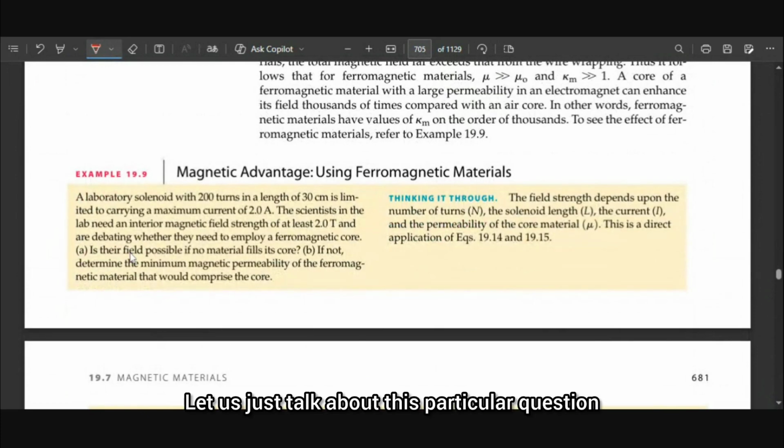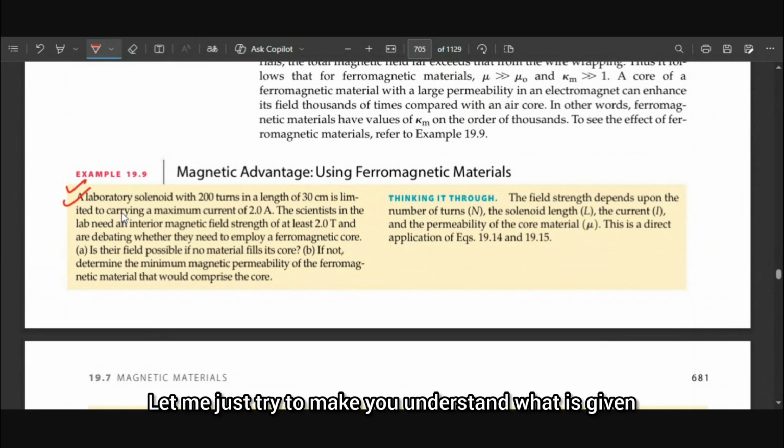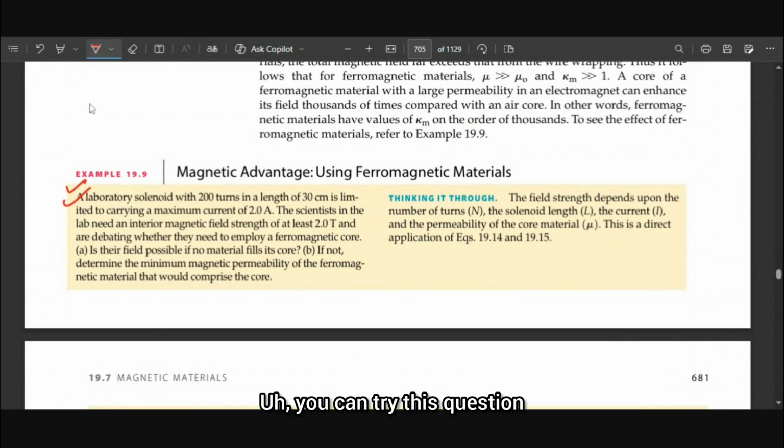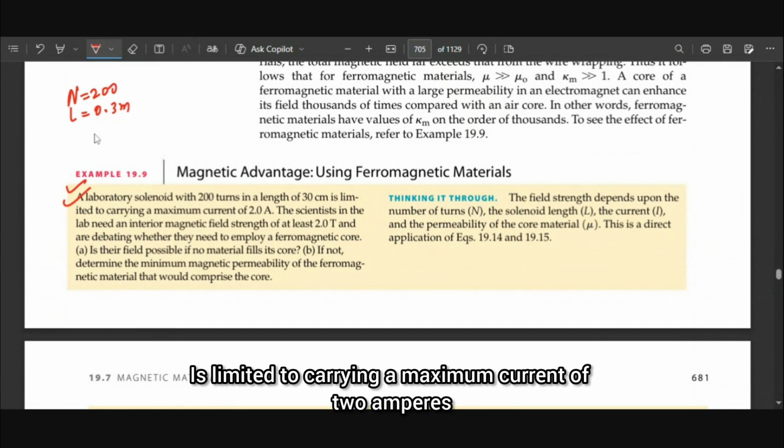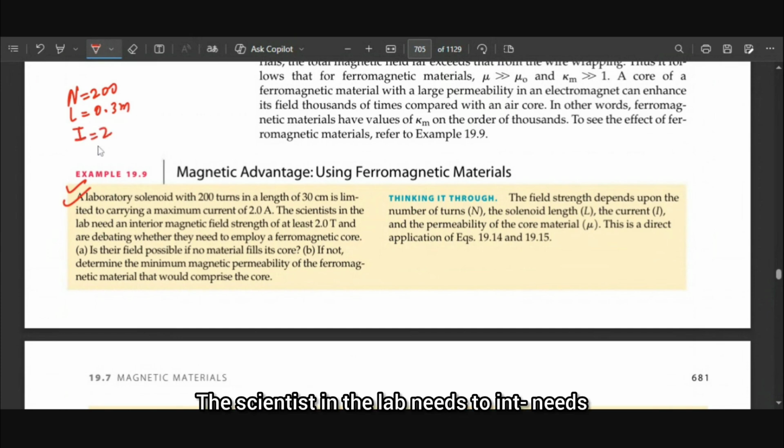Let us just talk about this particular question. Example 19.1. I guess you should try this out. Let me just try to make you understand what is given, and you can try this question out. The number of turns given is 200 and length is given as 30 centimeters, so we can write it as 0.3 meters. The solenoid is limited to carrying a maximum current of 2 amperes, so current is also given as 2 ampere. The scientist in the lab needs an interior magnetic field strength of at least 2 Tesla, so field is also given as 2 Tesla, and they are debating whether they are able to employ a ferromagnetic core.